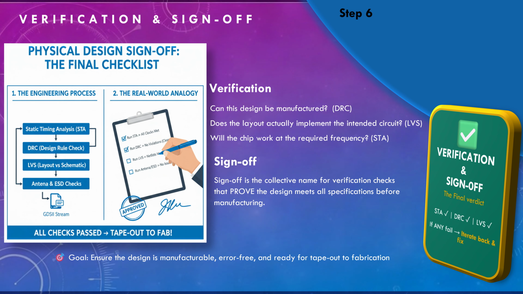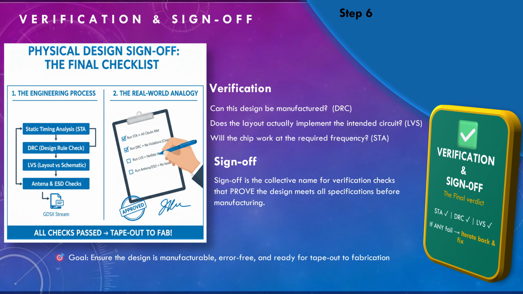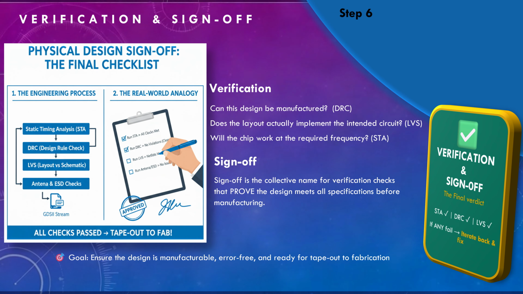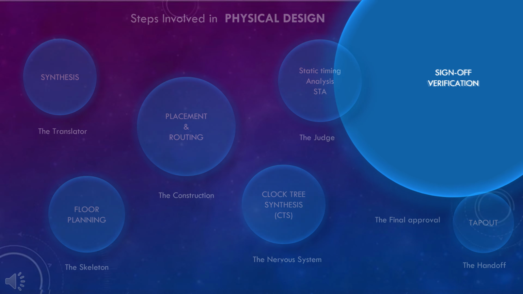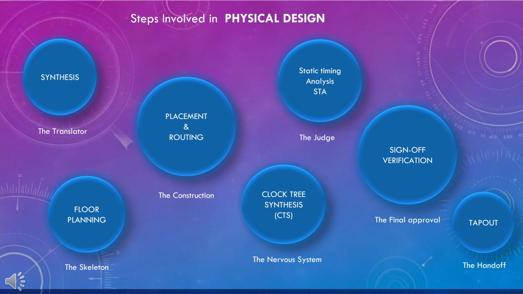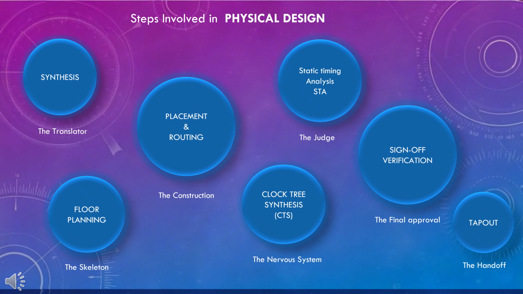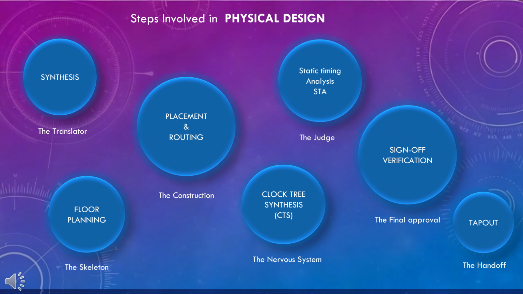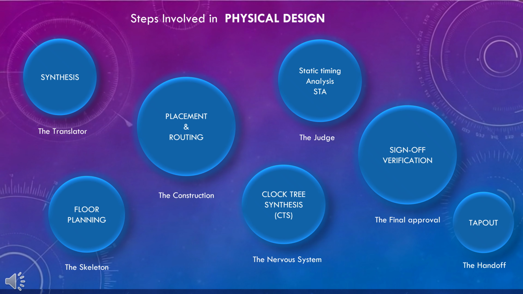If any check fails, go back to the problematic stage, fix the issue, re-verify, iterate. This is why physical design is called iterative. Multiple iterations are normal. Don't panic if you don't get it right the first time. Goal is to ensure the design is manufacturable, error-free, ready for fab.